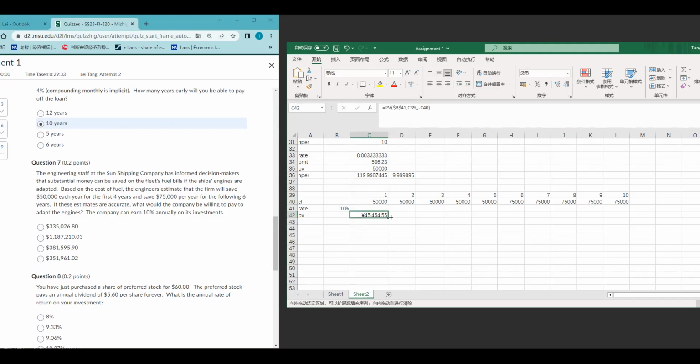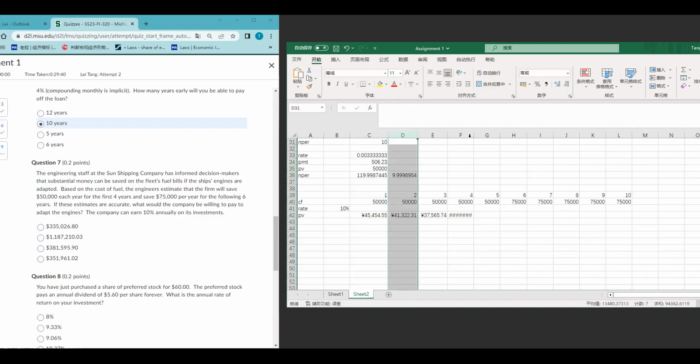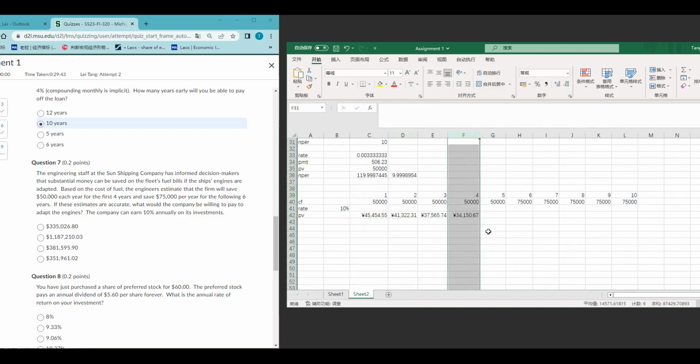And next step, we use the Excel automatically to calculate this number. Move here. This is what we got. But the present value of the cash flow for the first 4 years. Oh, it's 4 years. 1, 2, 3, 4. So here is, sorry about that. Okay, here.